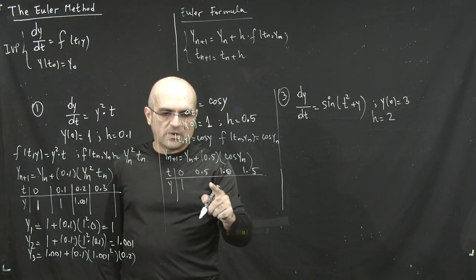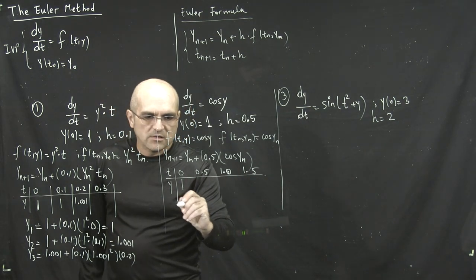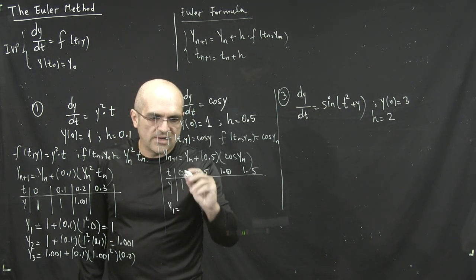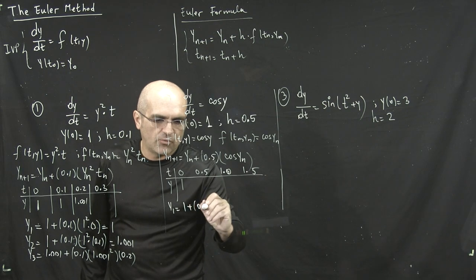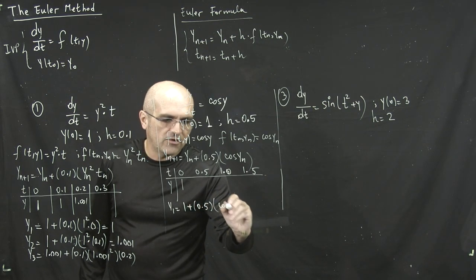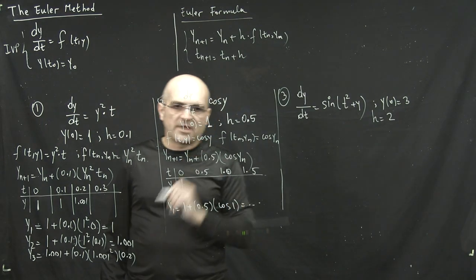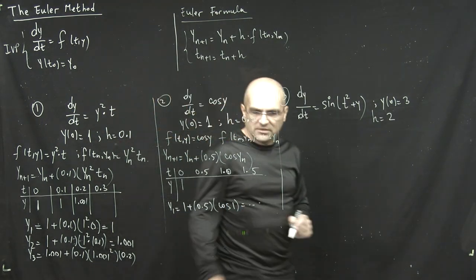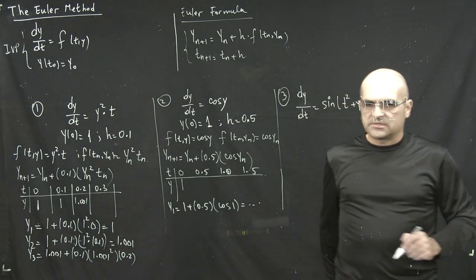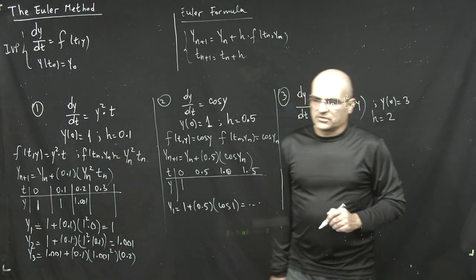So for example, the next one, y1 would be y0, which is 1, plus 0.5 cosine of yn, which is cosine of 1. And I don't know what that is. You have to use the calculator here using radians, right? Because the angle is measured in radians.